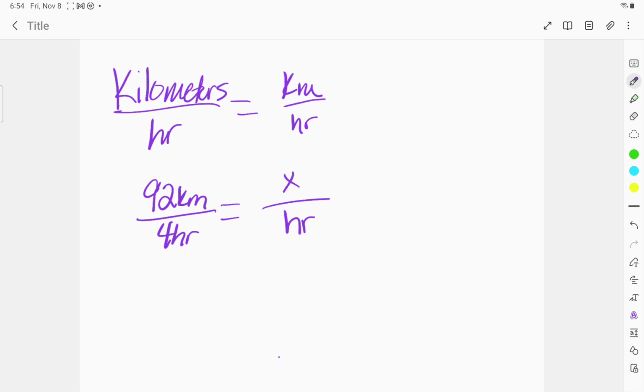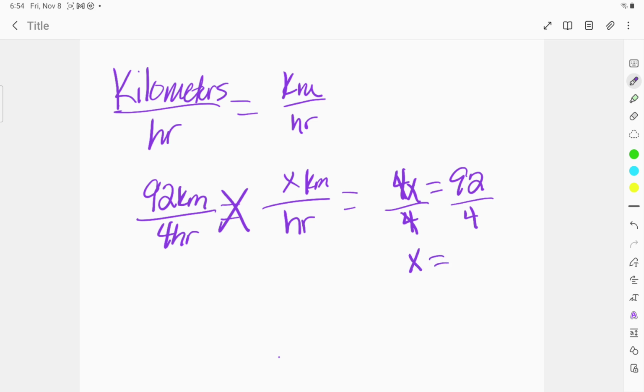And then from here, you're just going to cross multiply and then solve for x. So 4 times x is 4x equals 92 times 1 is 92. And then just solving for x from here. That's 4 times x, so we do the opposite, which is division. These cancel, leaving me only with x on the left side. And 92 divided by 4 is 23 kilometers per hour. That is his average rate per hour.